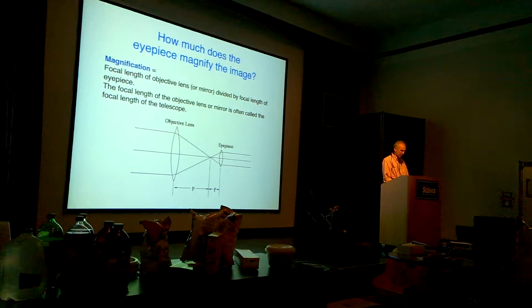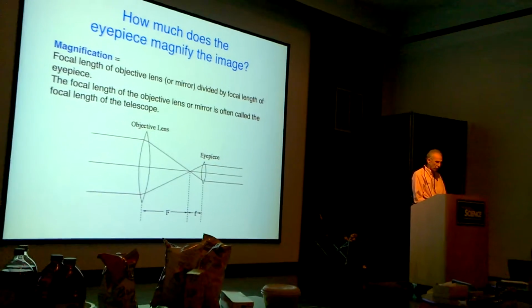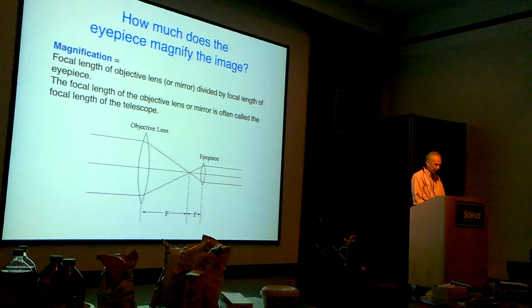How much does the eyepiece magnify the image? The magnification you can calculate is the focal length of the objective lens or mirror divided by the focal length of the eyepiece. The focal length of the objective lens or mirror is often called the focal length of the telescope. So here capital F represents the focal length of the objective, or so-called telescope focal length, and the lowercase f represents the focal length of the eyepiece.